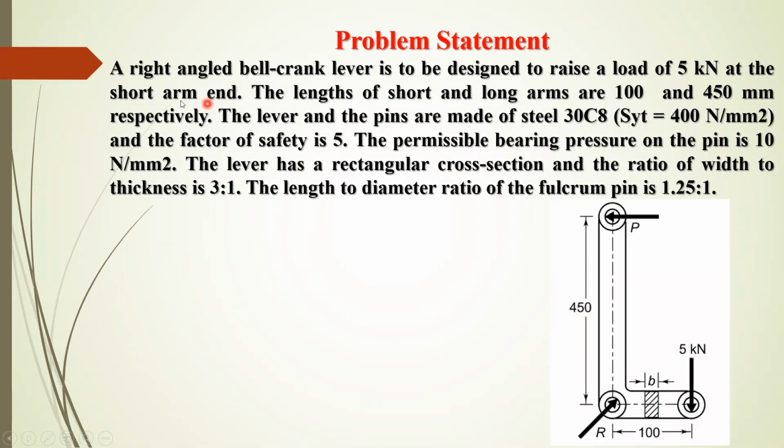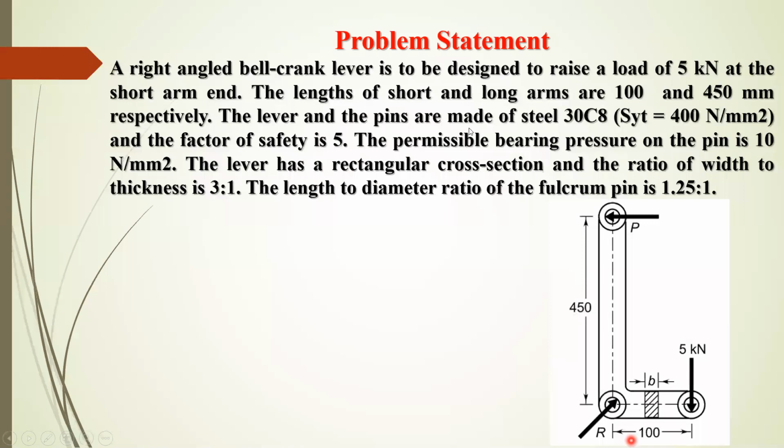So let us concentrate on the problem statement. A right angle bell crank lever is to be designed to raise a load of 5 kilonewton. The 5 kilonewton load you can see here at the right side. That load is to be raised at the short arm end. The lengths of the short and long arms are 100 and 450 mm respectively. You can see here the short arm length is 100 mm, the long arm length is 450 mm.